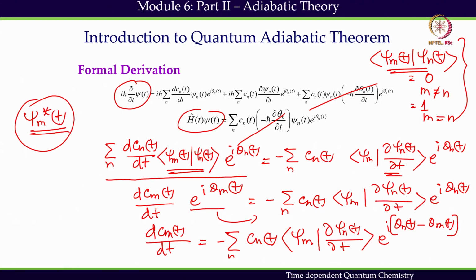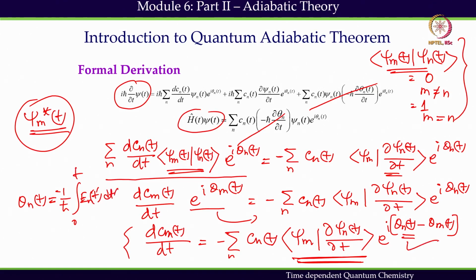So in order to reduce this expression, we need to find out this expression. Theta_n already has an expression. We have seen theta_n(t) is nothing but minus 1 by ħ integral from 0 to t of E_n(t') dt'. This is the integration represented by theta_n. So this part is known. If we get an expression for this part, we'll be able to reduce the expression further. That's exactly what we'll do.